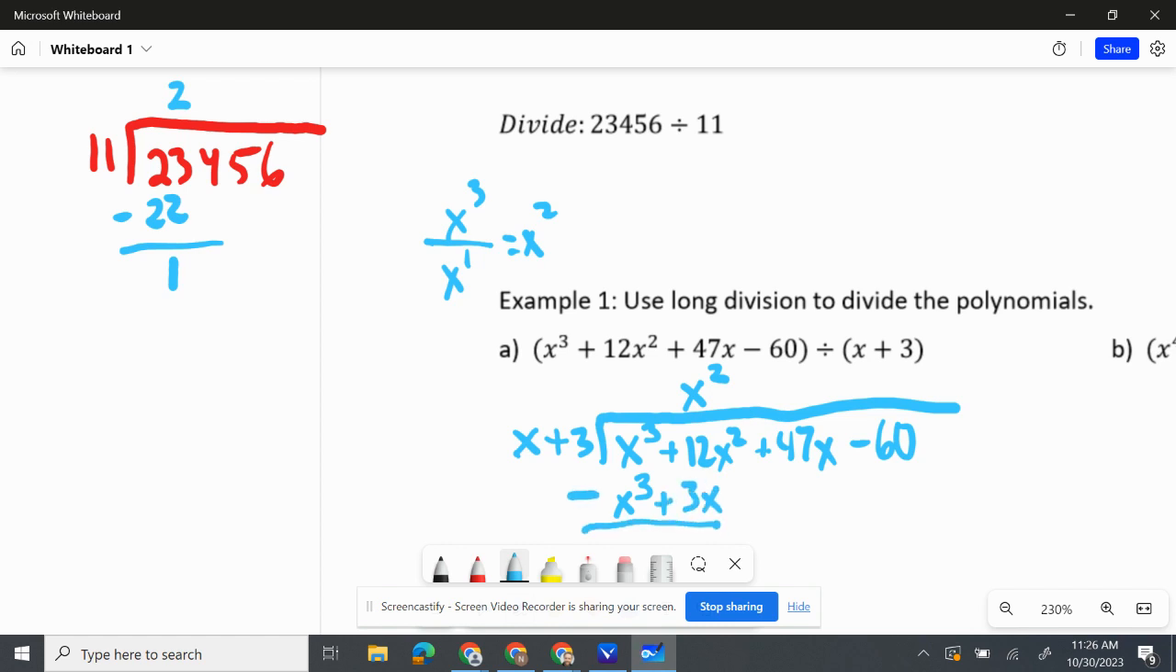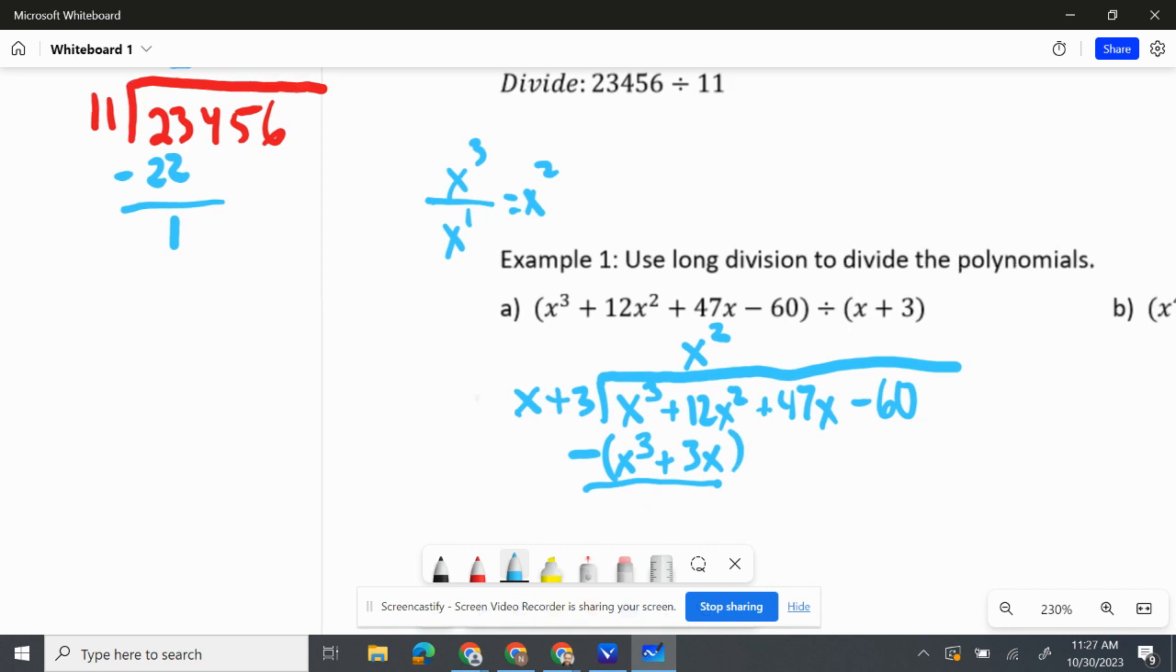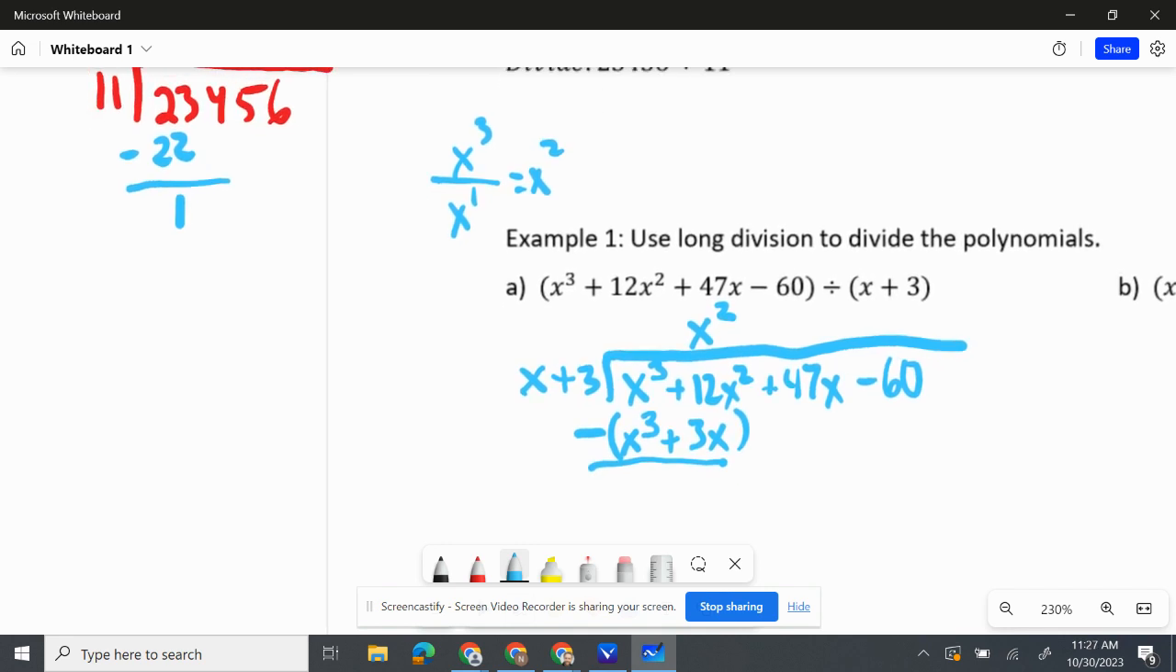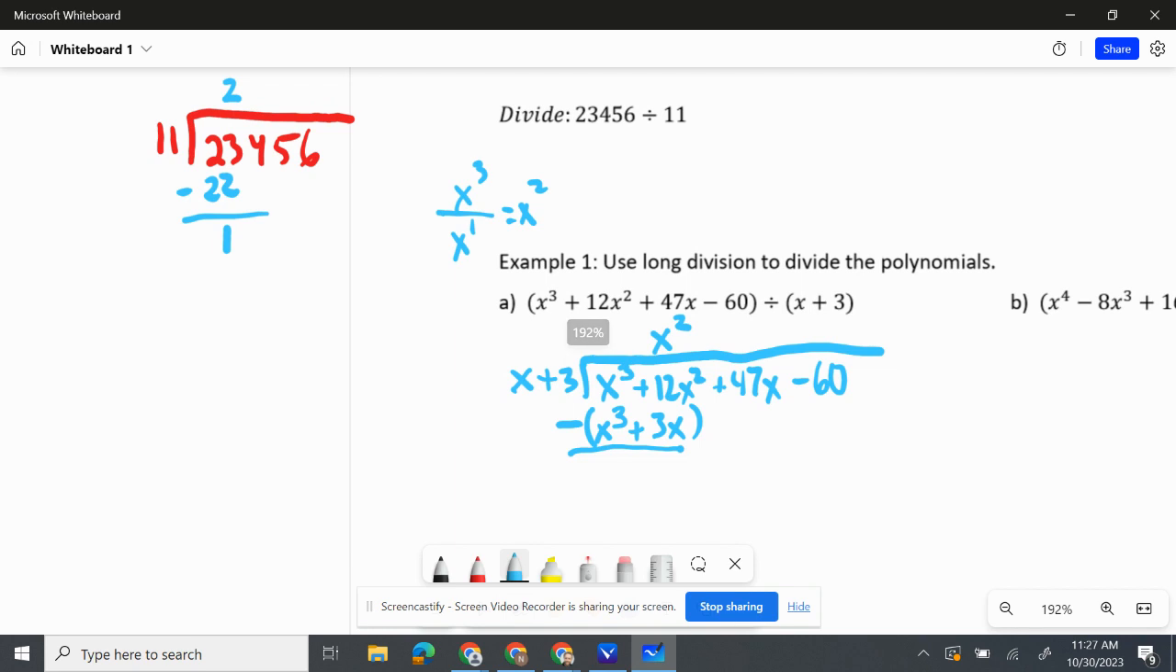And then what we do is we subtract our terms. Now when we subtract them, these terms always cancel, and what we get is 9x squared. That should be a squared right there. So we bring down the 4. 11 goes into 14 one time. 1 times 11 gives us 11. And then we subtract, and that gives us a 3.